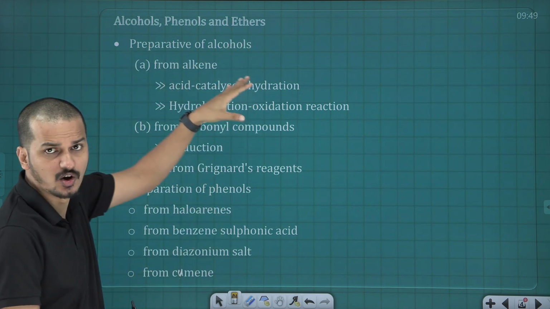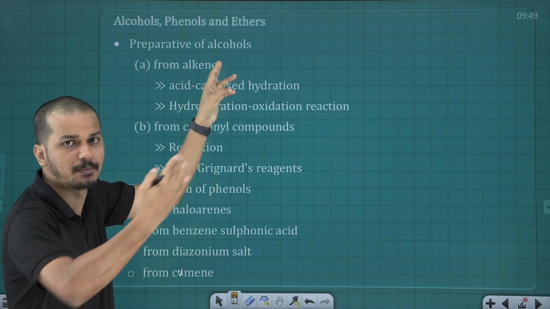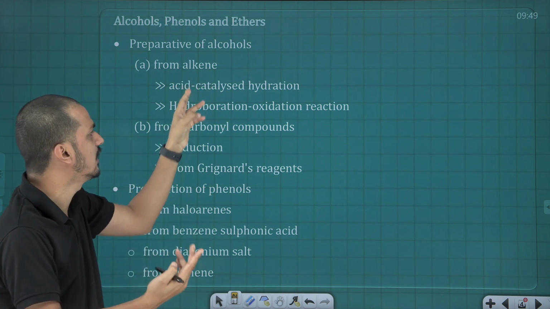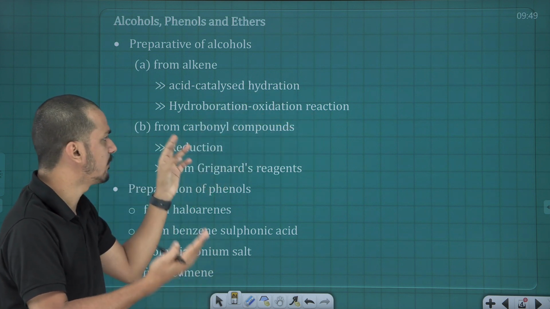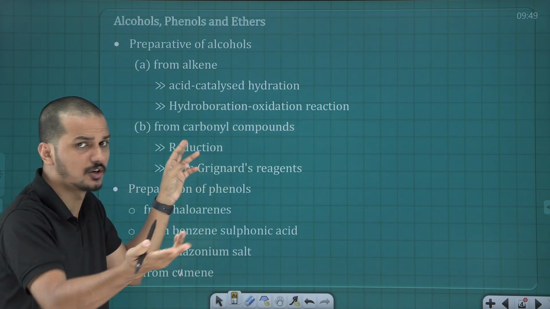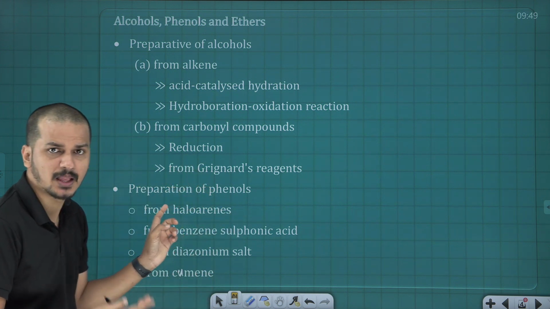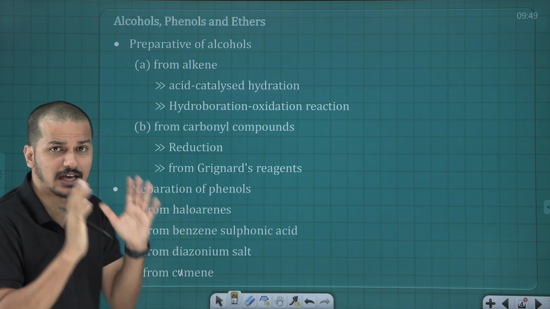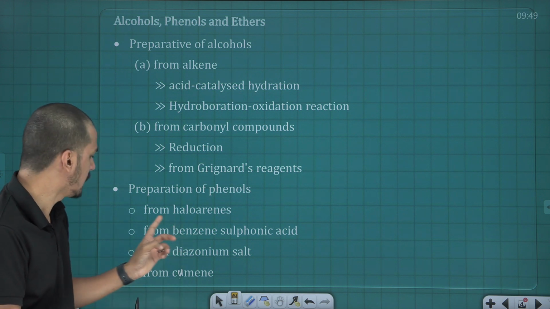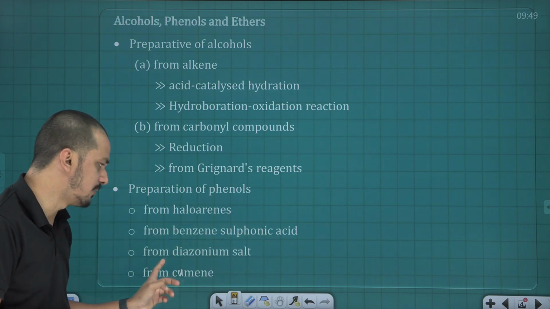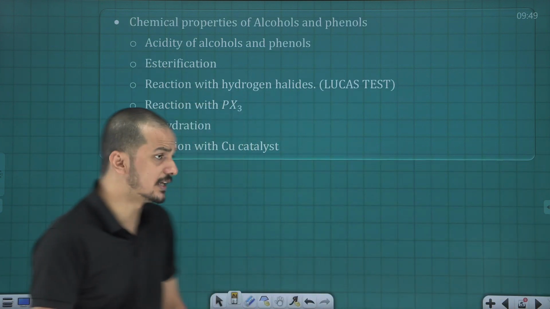Okay, so here in alcohols, phenols, ethers, first of all you have to remember the preparation of alcohols. How we can prepare alcohols. From alkene we usually prepare them, either by acid catalyzed hydration or hydroboration oxidation reaction. From carbonyl compounds, that means aldehyde, ketone, we can also prepare them, either by reduction or by using Grignard reagent. Especially, from the entrance exam point of view, we have to focus on the preparation of phenols, that is from haloarenes, or from benzene sulfonic acid, or from diazonium salt, or from cumene, that is actually the manufacture of phenol, which is also very important.